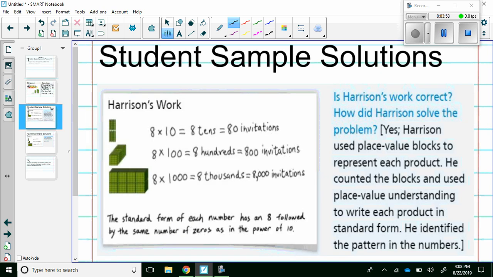Let's look at other students' work. It looks like Harrison did something similar to what I did. He took 8 times 10 to equal 8 tens, which means 80 invitations. He also wrote out in standard form, in words, what his answer was. He took the next step, which was to find how many were in 100 packages, and then how many were in 1,000 packages, getting a total of 8,000. As he wrote at the bottom to show his thinking, the standard form of each number has an 8 followed by the same number of zeros as in the power of 10.